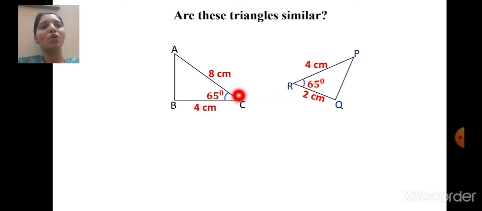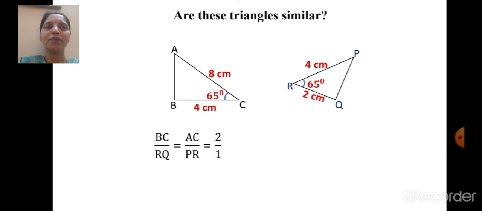Okay. Now, how to find that these two triangles are similar? First, you have to find the correspondence between the two triangles. So here you can see angle C corresponds to angle R. Similarly, vertex B corresponds to vertex Q and vertex A corresponds to vertex P. So what is the correspondence you are getting here? ABC corresponds to PQR. So now let's find out the corresponding sides ratio. That is BC upon QR is equal to AC upon PR, that is equal to 2 upon 1.